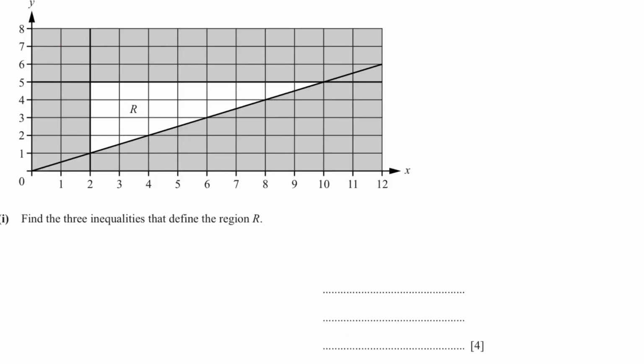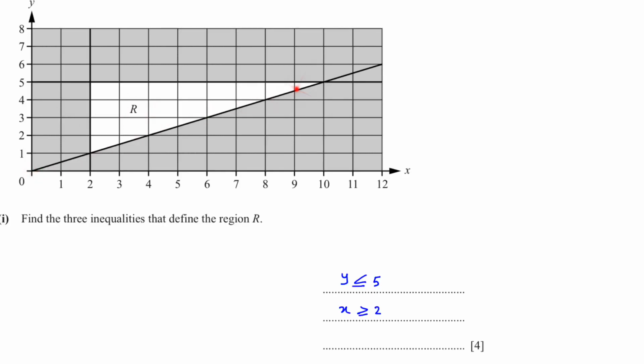This is an inequality question, and we have to find the three inequalities that define the region R. You know that this is the y-axis and this is the x-axis. So there are three lines given, 1, 2, and 3. We'll start with this line. This is the y-axis, and the region which it defines is, this line is y is less than or equal to 5. The other one is the straight line, which is x is equal to 2. We have x is more than or equal to 2.